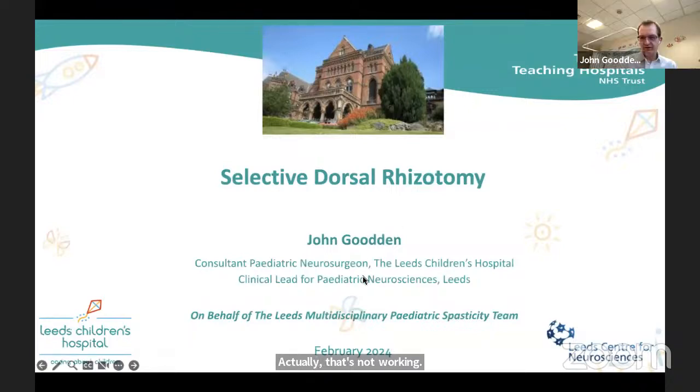Thank you. There might be a little bit of repetition between this and the other talks, which is not a surprise because we're all talking about a similar thing, and there should be some crossover between the treatments anyway. I hope this gives you a helpful overview on selective dorsal rhizotomy.